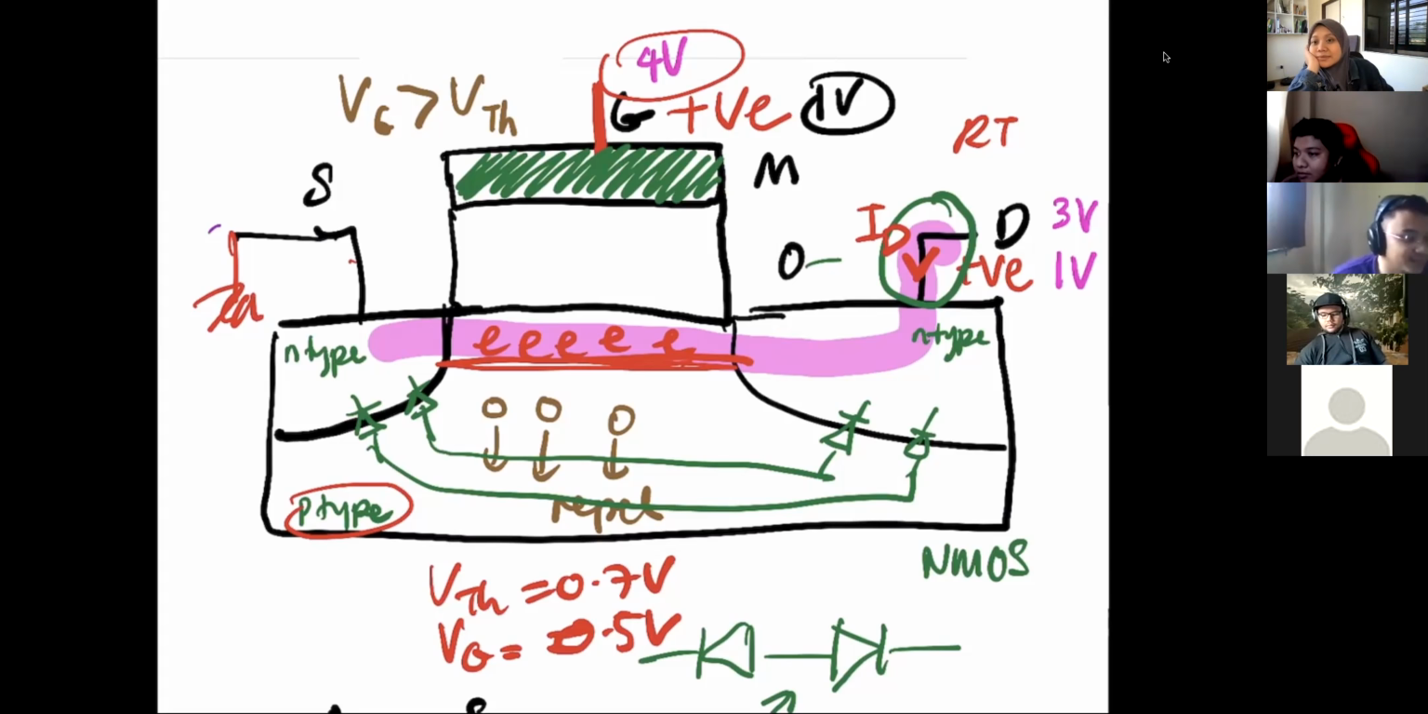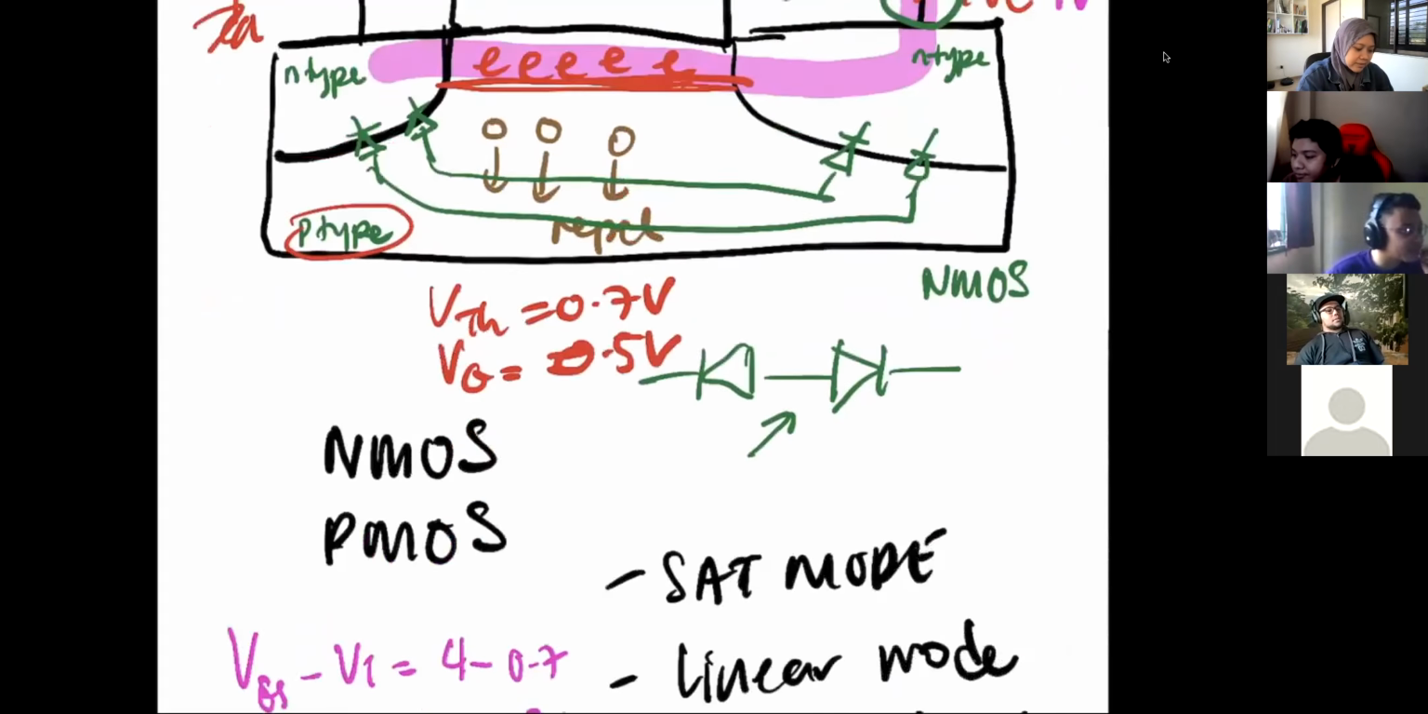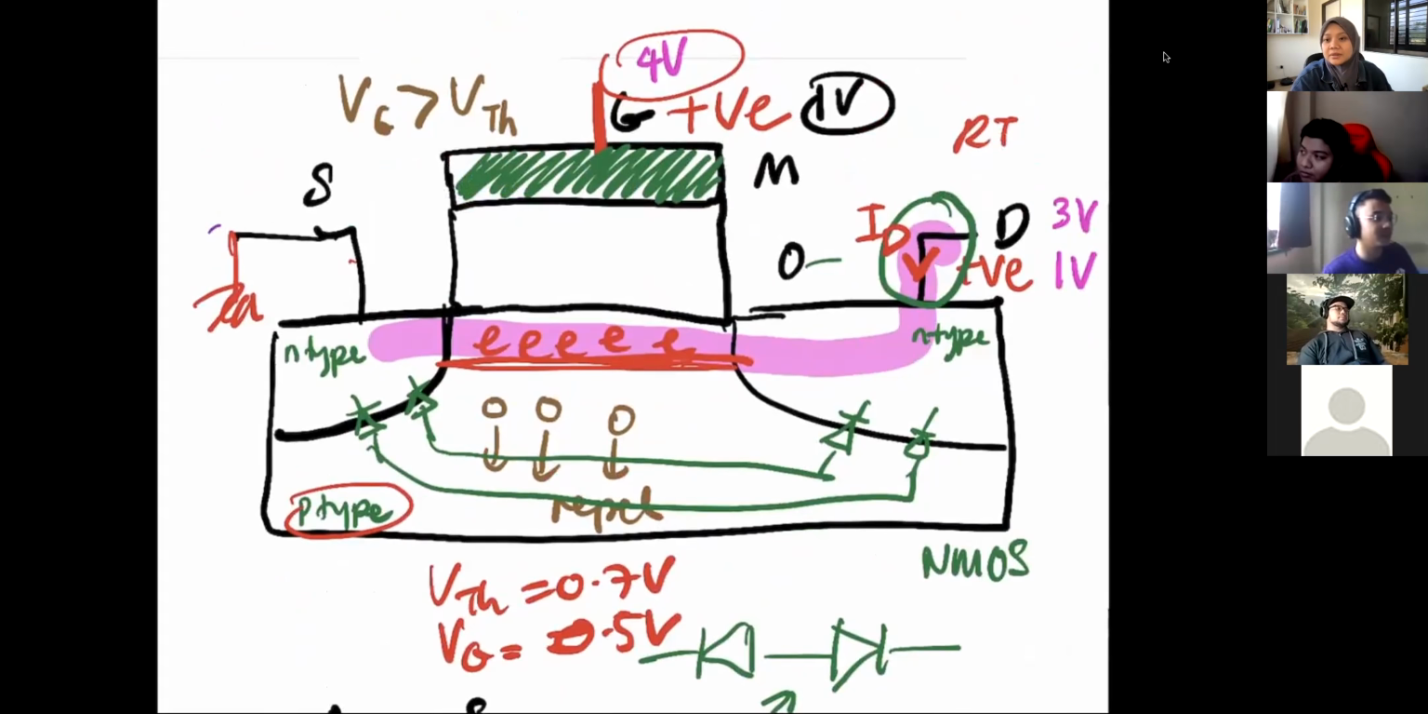Zarif? What is it? As the drain voltage increases, the difference in voltage between the drain and the gate will become smaller. So at a certain point the difference becomes too small to maintain the channel. Pinch off. Okay, let's ask someone else, do you agree or not?